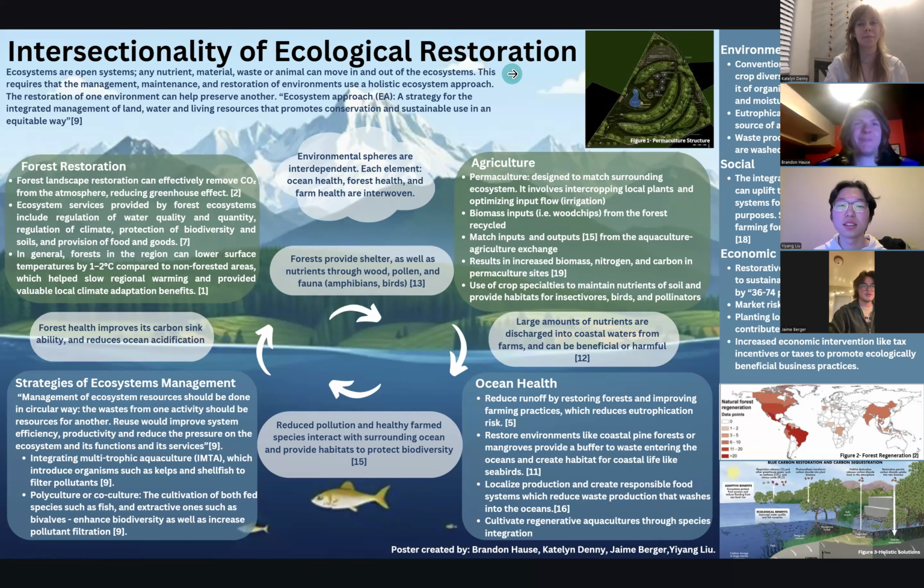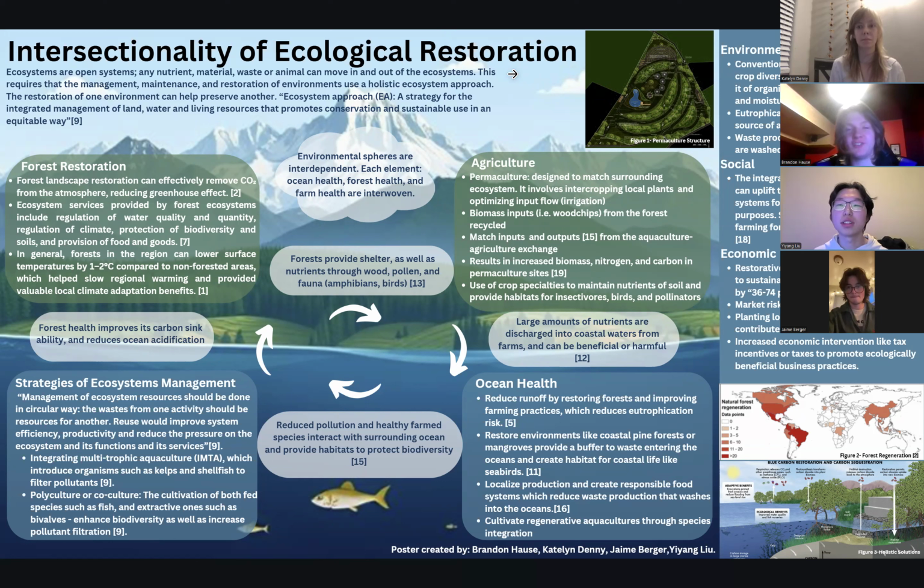Hey guys, our presentation is on the intersectionality of ecological restoration. Essentially, this idea is that all the ecosystems in the world are open systems, meaning that matter and energy are passed between them. This means that a change in one ecosystem will have an effect on another. And this principle entails that we use a holistic approach to environmental restoration and understand how the restoration of one environment can be a tool to restore others.